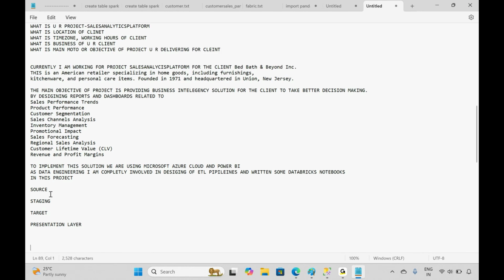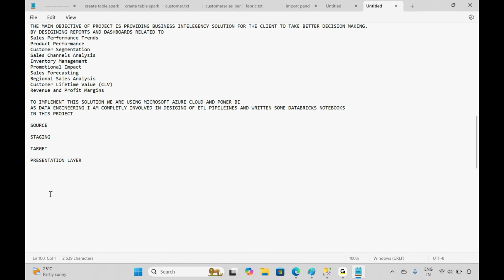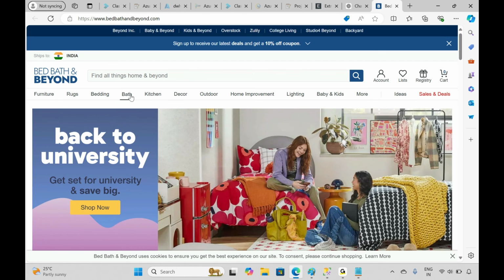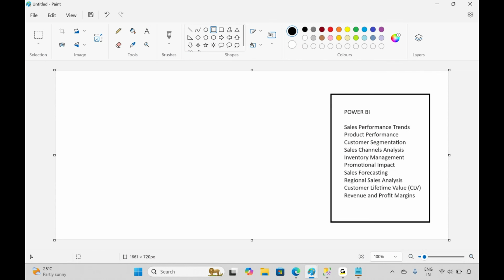Source means how customers will buy the products, definitely from the website, and also Bed Bath & Beyond has their own physical stores. So when a customer buys a product, where is the data going to be stored? Whether you go to the store or do an online purchase, when you do a transaction, the data is stored somewhere, right? So these are the frontline applications. This is my supermarket store, or this might be another store. This is a website.